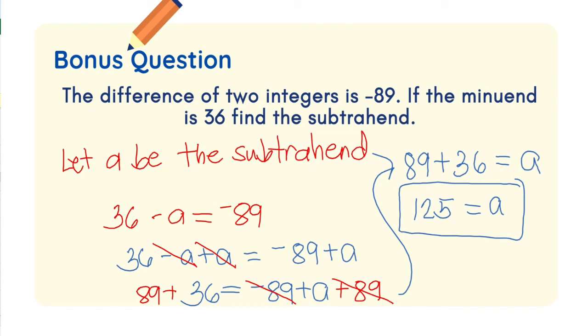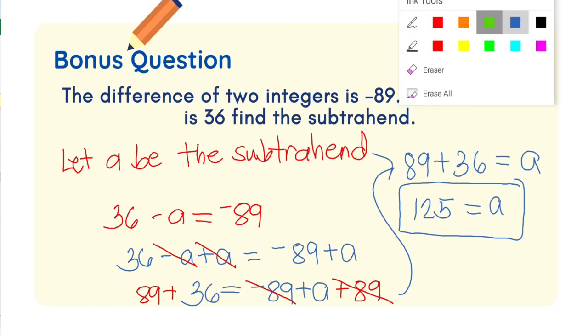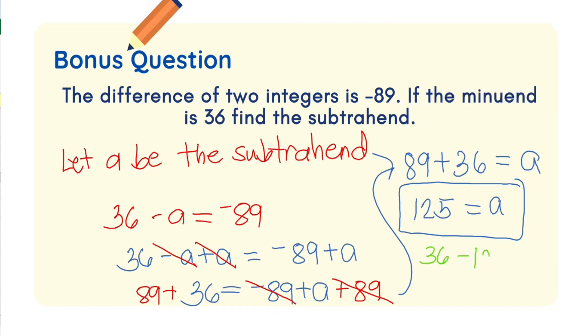Pwede nating i-check. Sabi natin sa original, we have 36 minus 125 is equal to negative 89. Change the sign of the subtrahend, then proceed to addition process, plus negative 125, negative 89. Therefore, this is negative 89 is equal to negative 89. And our answer is correct.